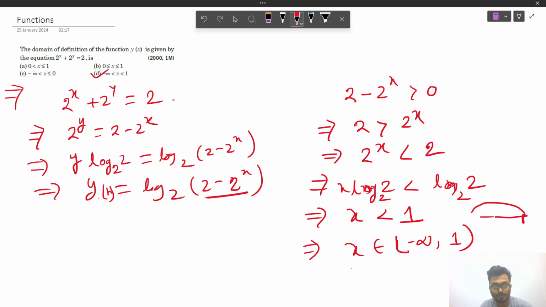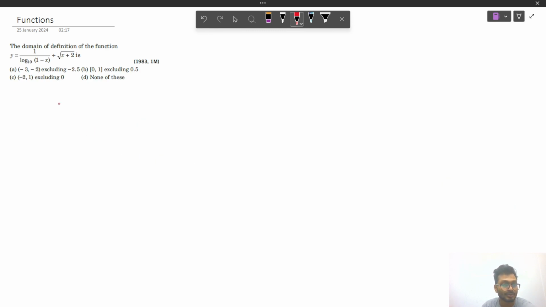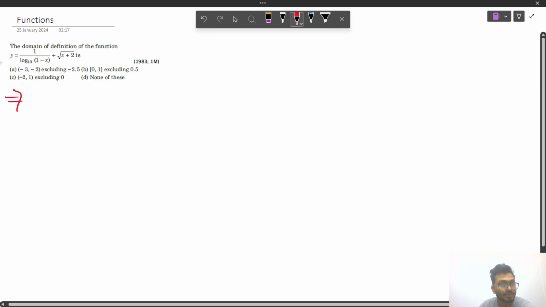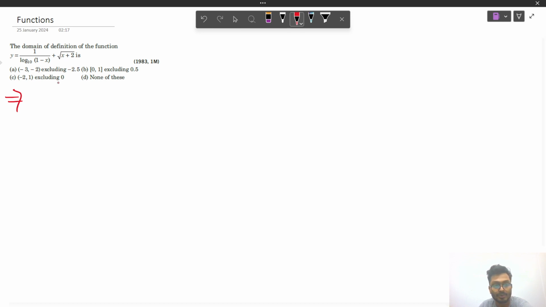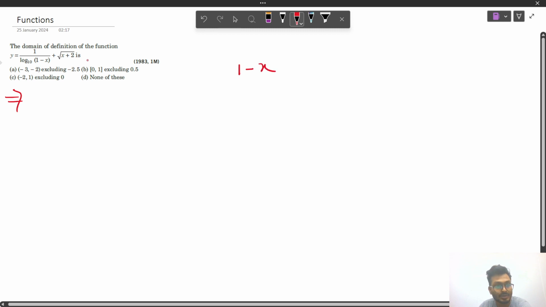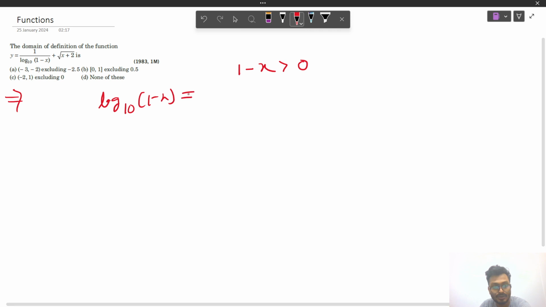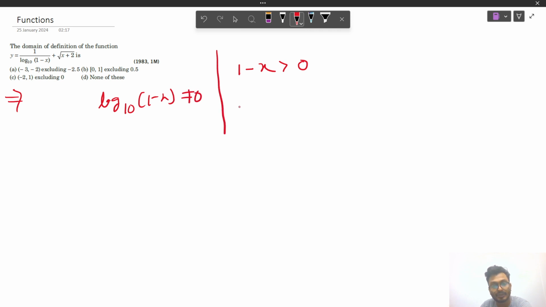So now let's jump into the fourth question. This is our fourth question. To define this y, what do we have to do? First of all, 1 minus x inside the log should be greater than 0, then it will be defined. Also, log base 10 of (1 minus x) should not be 0, and x plus 2 should be greater than 0. Taking the intersection of all these regions, we get the domain.